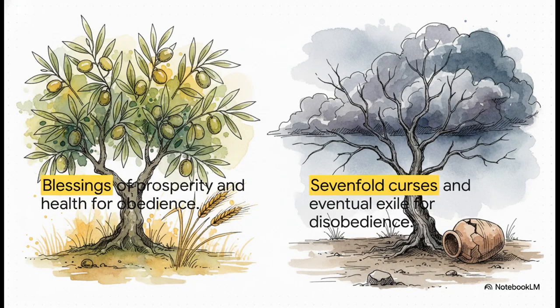These statutes form the legal and moral constitution of the entire nation. And this brilliantly illustrates the high stakes of that constitution. In chapters like Leviticus 26 and Deuteronomy 28, the text presents a stark, unavoidable dichotomy. On one side, immense blessings, prosperity, health, and security for obedience. But on the other side, devastating 7-fold curses for rebellion, eventually culminating in the ultimate threat, being exiled from their land. The rules of the game are absolutely set.